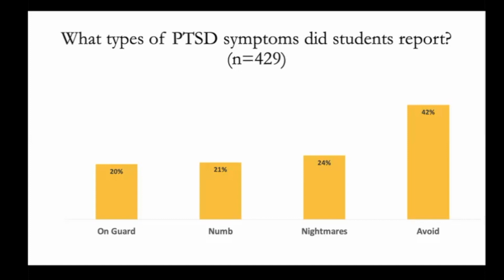So when I look at it, for me, the first thing that jumped out at me was our kiddos are having nightmares. They're having difficulty sleeping. And I feel like parents wouldn't know that unless they asked. And so 1 out of 4 of the 429 students that we asked reported experiencing nightmares.